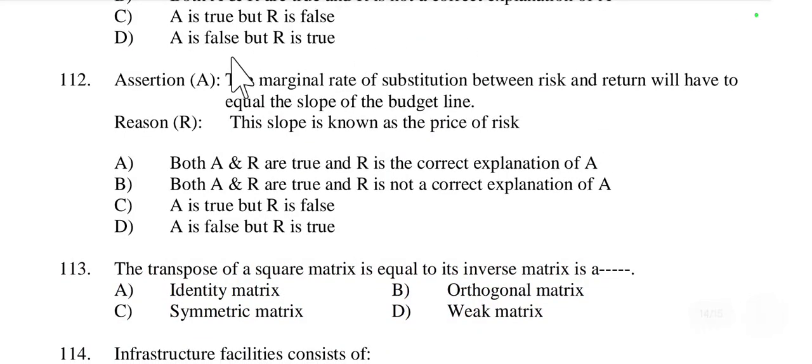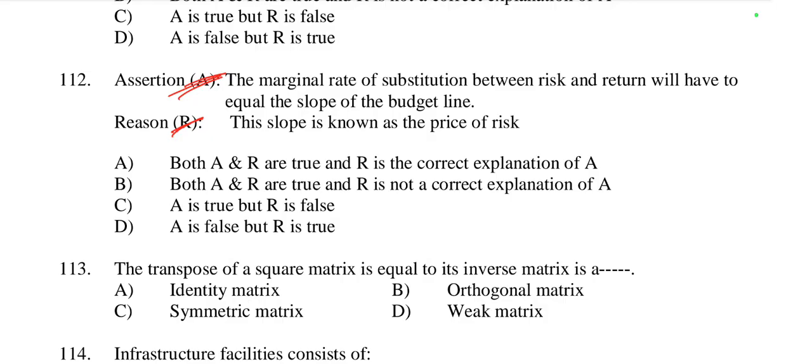Then it is also from assertion and reason. Assertion is the marginal rate of substitution, MRS, between risk and return will have to equal the slope of the opposite line. MRS has to equal the slope of the opposite line. It is right. Then reason: this slope is known as price of risk. This is also right. So here assertion is right, reason is also right.